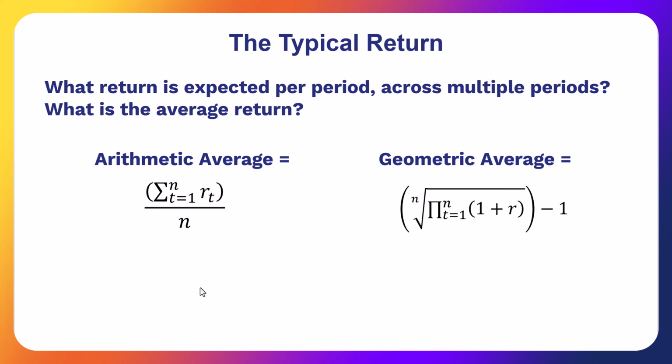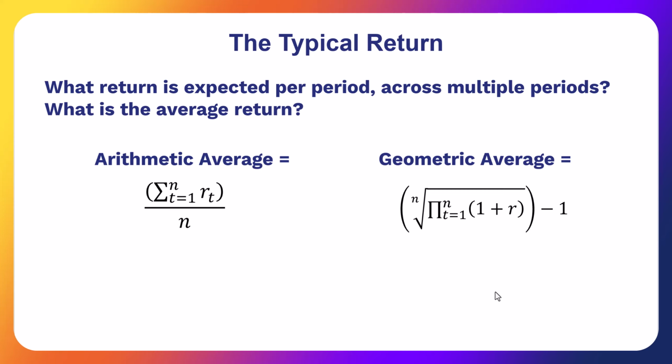How can we calculate returns? Well, two ways we can look at historical data is we can calculate arithmetic averages and geometric averages. Arithmetic averages do not incorporate the time value of money. As you probably remember from a statistics course or back in high school, to find the average, you just sum the returns and divide by the number of returns.